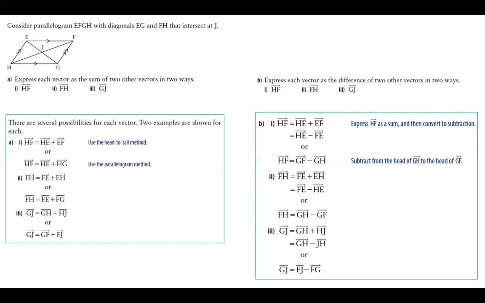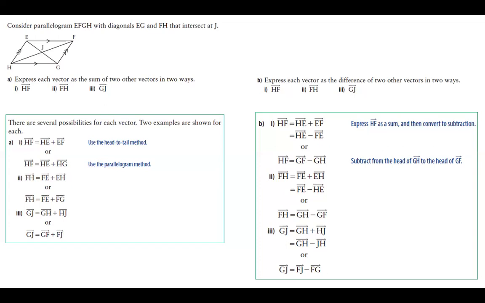And in question 2, vector FH can be expressed as vector FE plus vector EH, right? And vector EH is negative vector HE, so vector FH equals vector FE minus vector HE. Or vector FH can also be expressed as vector GH minus vector GF.